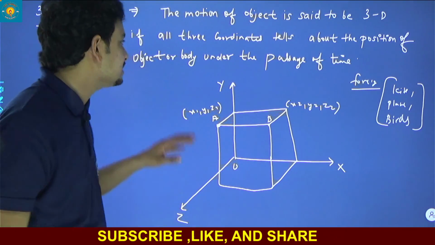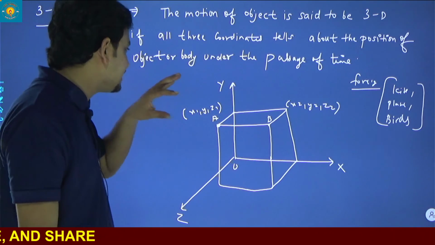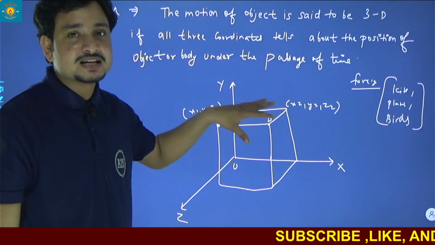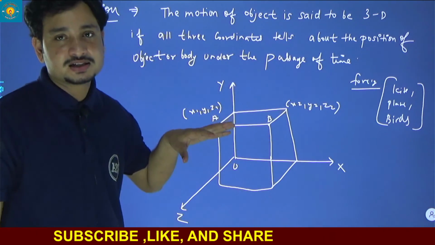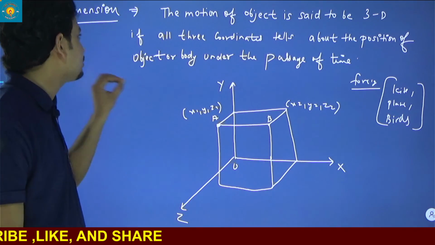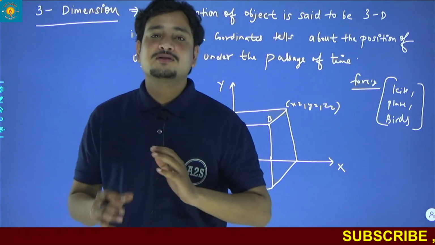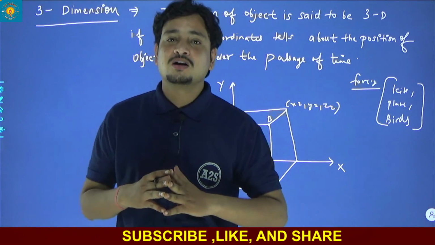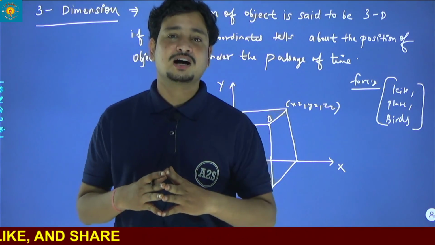Clear? So these are the 3 dimensions. On the basis of this 3 dimension, the motion of objects is explained in the form of mathematics with the help of coordinates. Okay, clear? This is called kinematics. I hope you are clear on our first introduction lecture of motion in a straight line, kinematics. I hope all your doubts are clear. That's it for today.